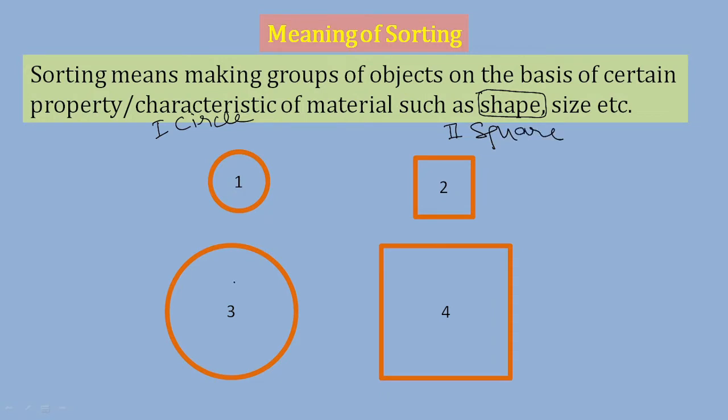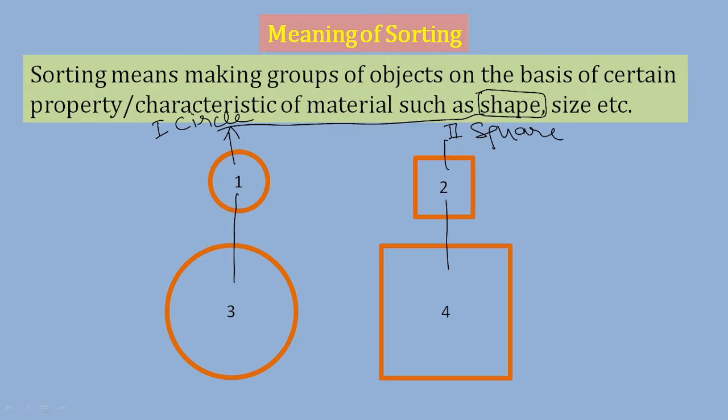So objects 1 and 3 are of circular shape, so we will keep them in group 1, and objects 2 and 4 are in group 2 because they are of a square shape. So also on the basis of shape, we have made two different groups of these four objects.